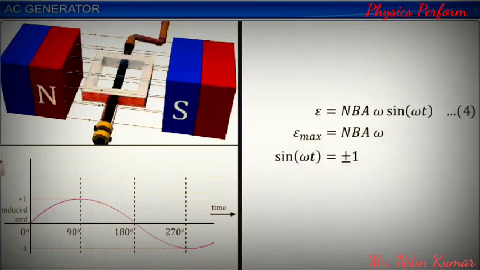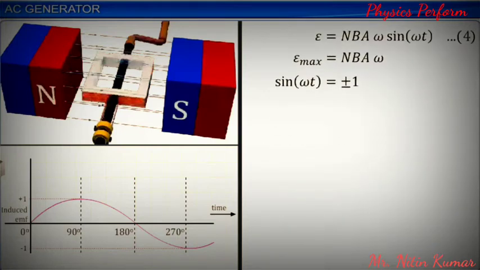As the value of the sine function varies from plus 1 to minus 1, the sign or polarity of the EMF changes with time. Accordingly, the direction of the induced current changes periodically. For this reason, this current is called an alternating current.